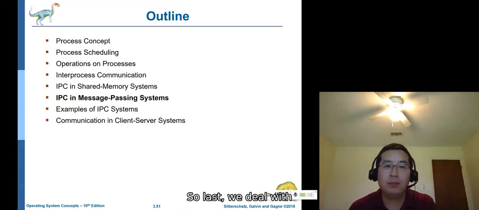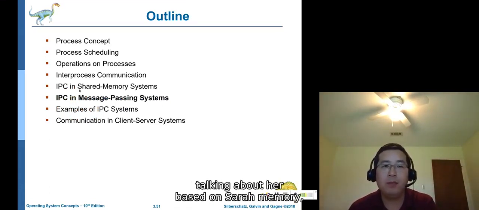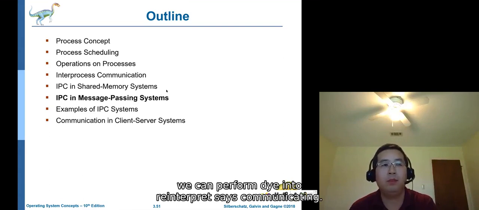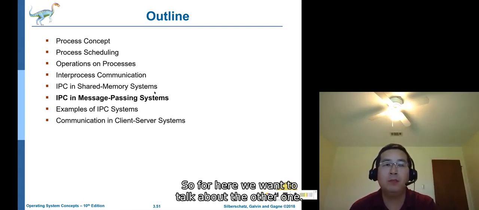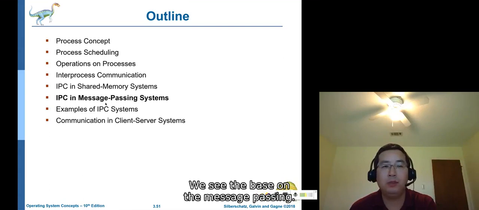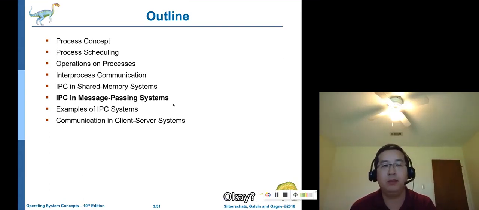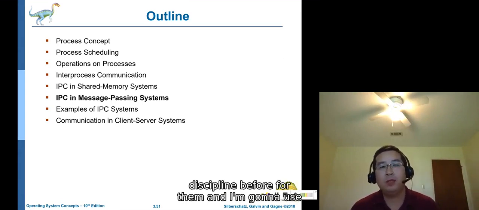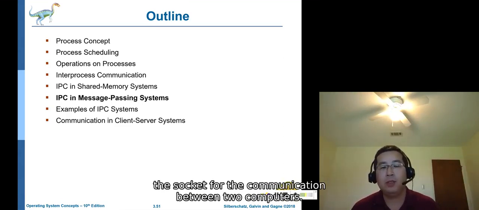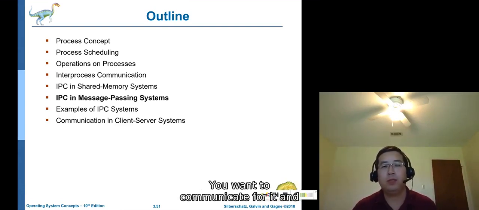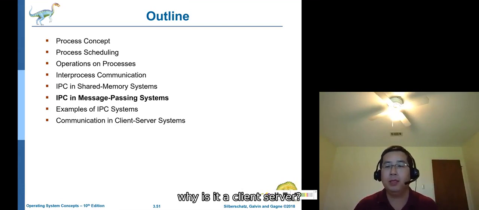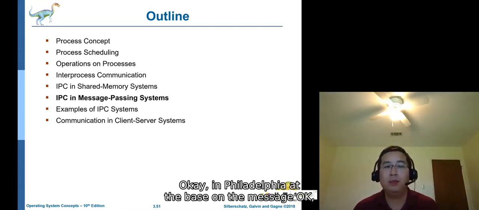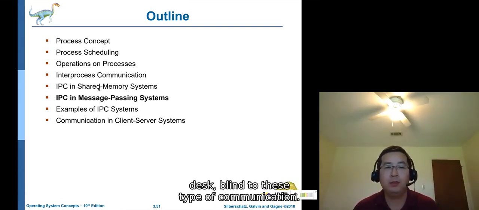So last video we talked about how, based on shared memory, we can perform inter-process communication. Here, we want to talk about the other one, which is based on message passing. Maybe you have used this one before. For example, you use a socket for communication between two computers, where one is the client and the other is the server. In fact, that is based on messages, and it belongs to this type of communication.